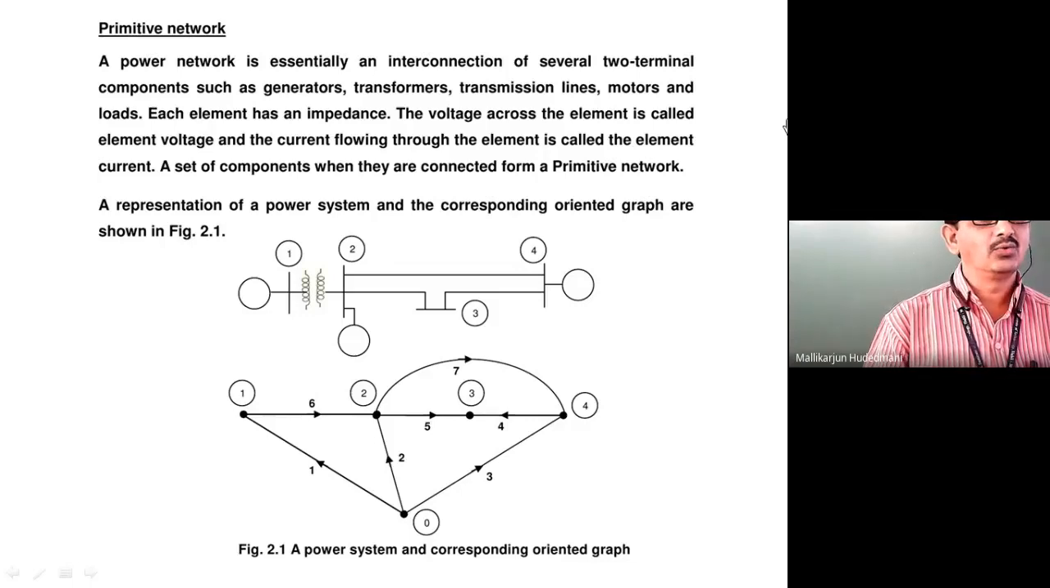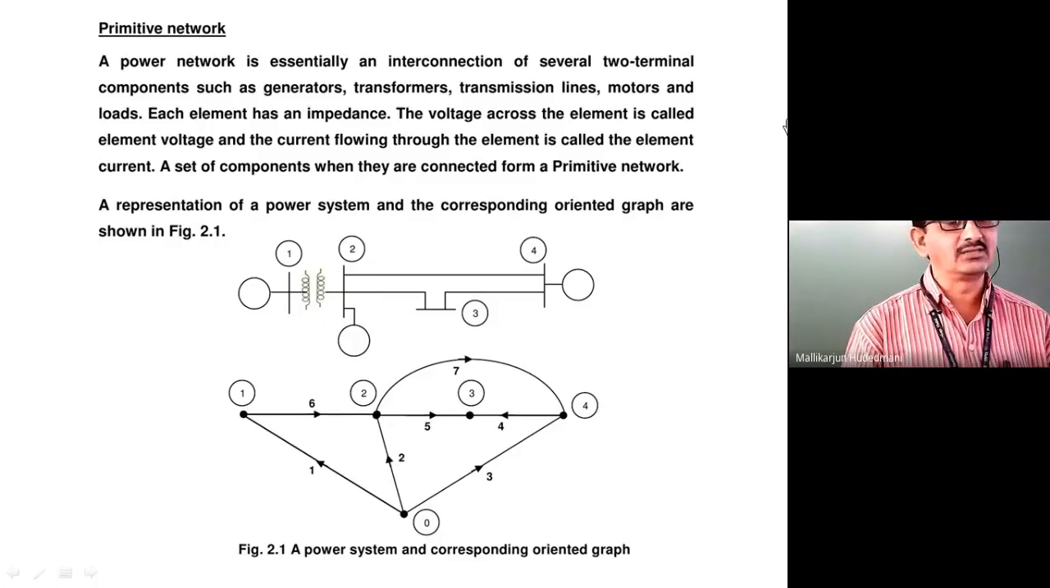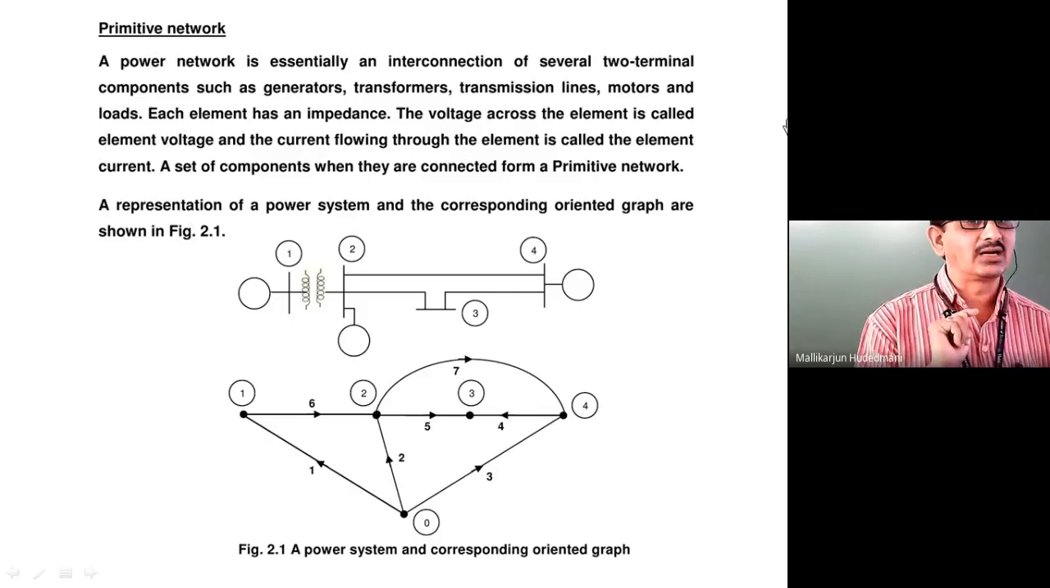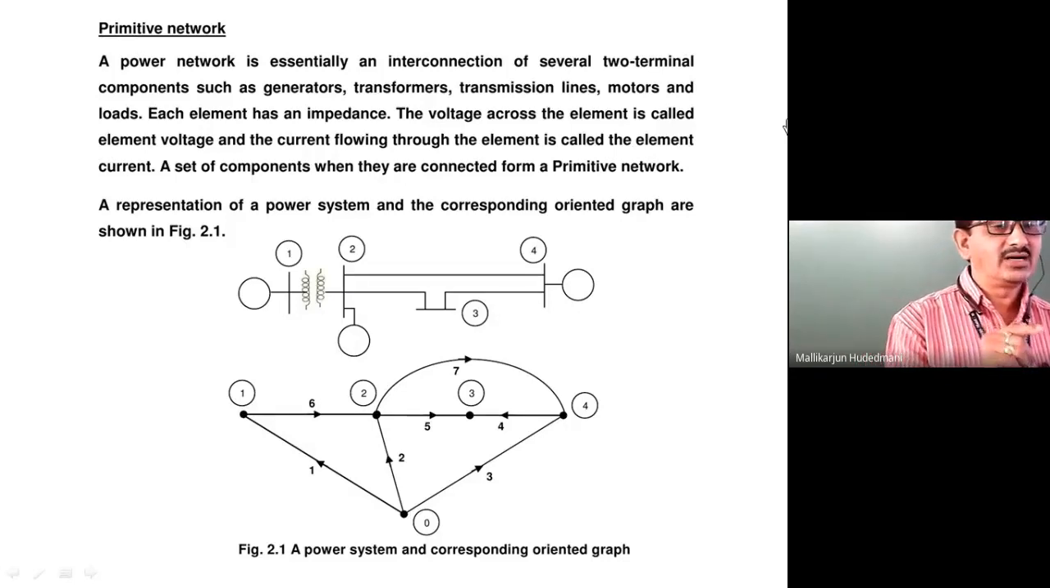Later comes orientation. That is called giving directions for the particular element: what should be the direction of current flow, if at all there is a flow of current. So these directions are marked, you can see there. Then element 1 is marked just for ease: 0 to 1 is element number 1, 0 to 2 is element number 2, 0 to 4 is element number 3. Like that, sequentially, elements are marked with numbers and arrows.